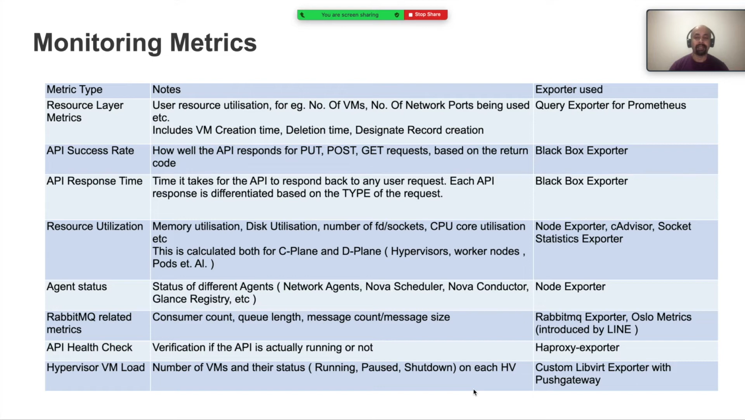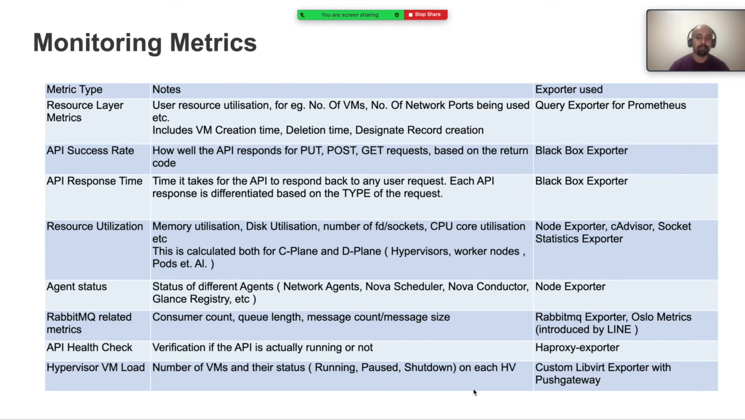Then we have the API health check. This basically tells if the API is running or not. So it may be possible that the API success rate is not good, but if the API is running, it means that at least the API is responsive. So the user's request is going to the API. Even if the backend has some problems, at least the API is running. So that is what we get from the API health check.